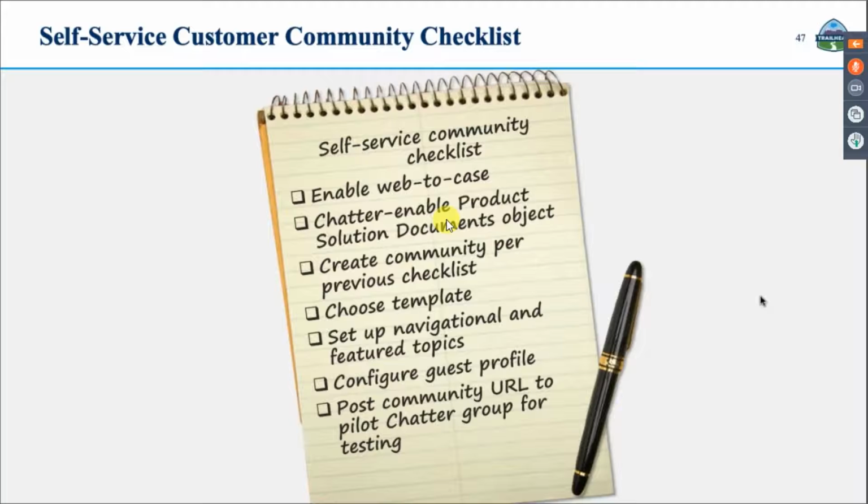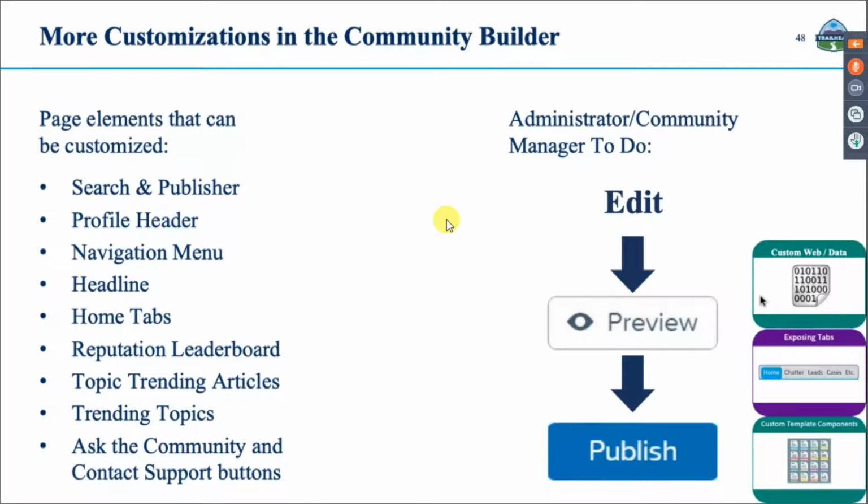This is the checklist that we have for the guest service. If you would like to have a support option available in your communities, then your web-to-case should be enabled. If you want Chatter enabled, product solution documents object that you can provide, you can create communities per previous checklist. You can choose different templates. You can set up the navigational and featured topics. You can configure the guest profiles, and you can push the community's URL to the pilot Chatter groups so they can test it and give you feedback about it. And once it's all done, then you can publish your communities for your users.